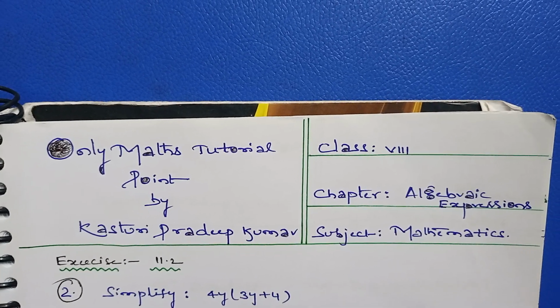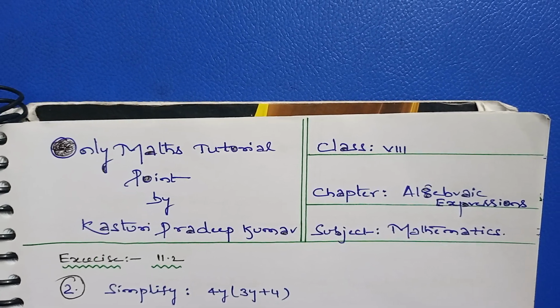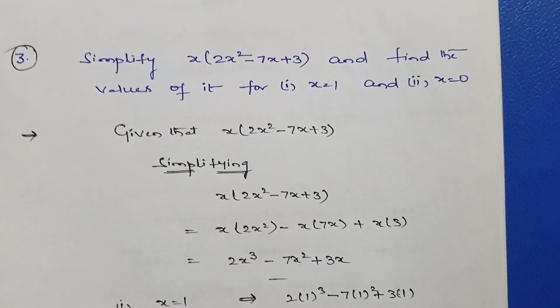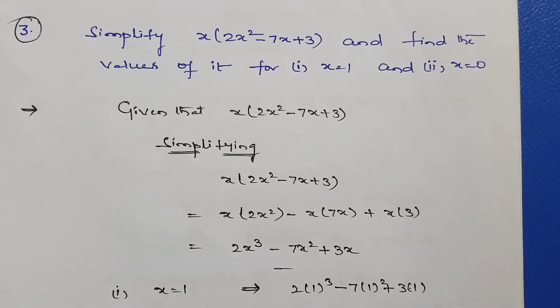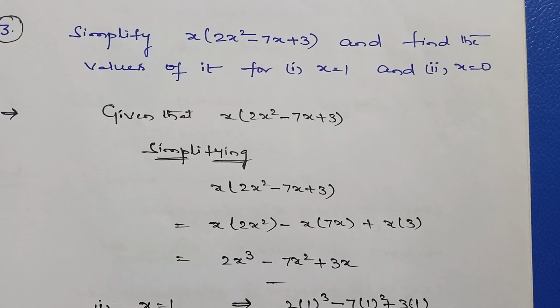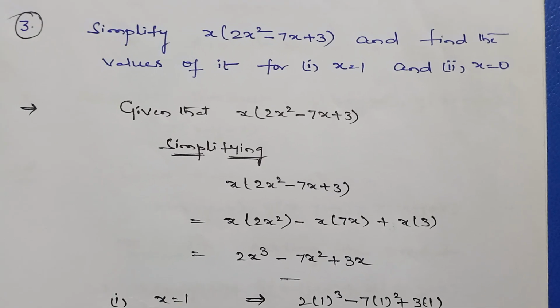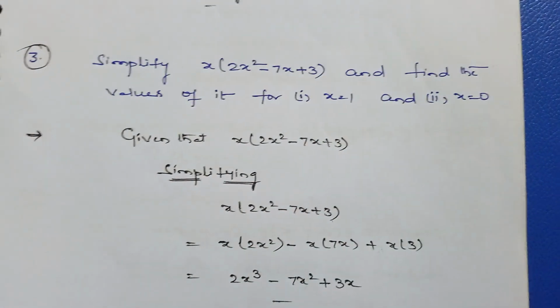Today in this video we are going to discuss chapter Algebraic Expressions of class 8, exercise 11.2, third sum. Simplify x into 2x square minus 7x plus 3 and find the values of x when x equal to 1 and x equal to 0.